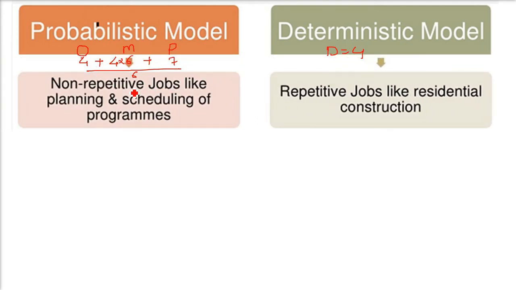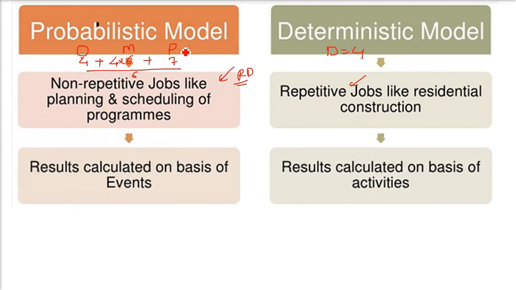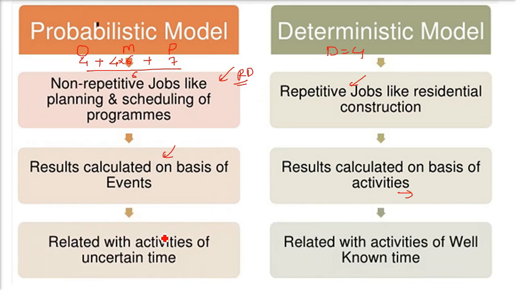This PERT is used in non-repetitive jobs like the planning and scheduling of programs. Normally it is used in R&D projects, research and development, where we don't know in advance. The deterministic model is used for repetitive jobs like residential construction. In the probabilistic model, results are calculated on the basis of events. In the deterministic model, results are calculated on the basis of activities. As I said, PERT is related with activities of uncertain time. We don't know the upfront time. And deterministic is related with activities of well-known, properly known time.